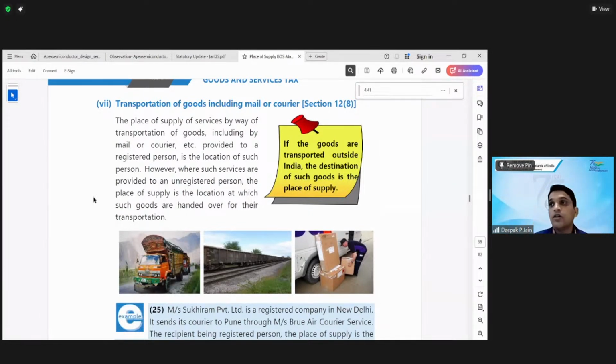If an unregistered person comes to me, I'm a transporter of goods, a lorry recipient, a GTA, and I have to transport the goods from Bangalore to Tamil Nadu, then the place of supply when an unregistered person comes will be the place where he has handed over the goods to me. He has handed them over to me at Bangalore. So the place of supply will be Karnataka. That is the case of transportation of goods, including by mail or courier.